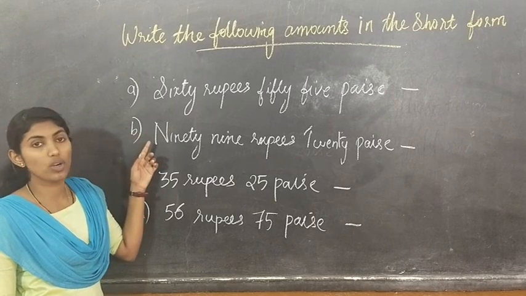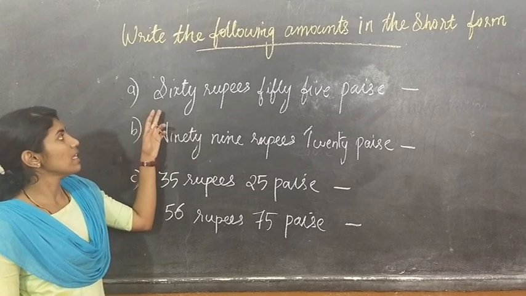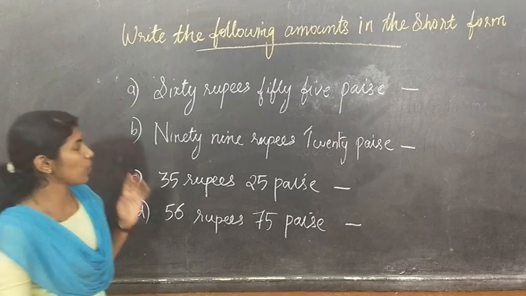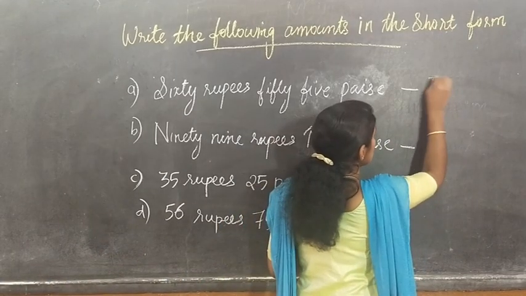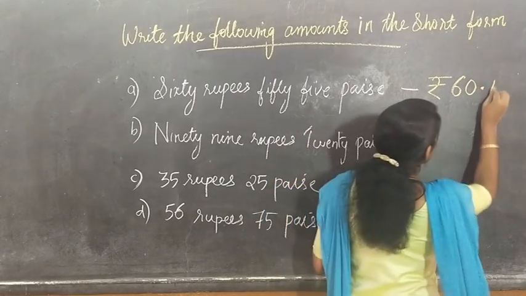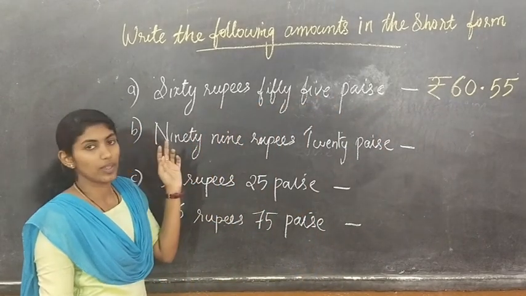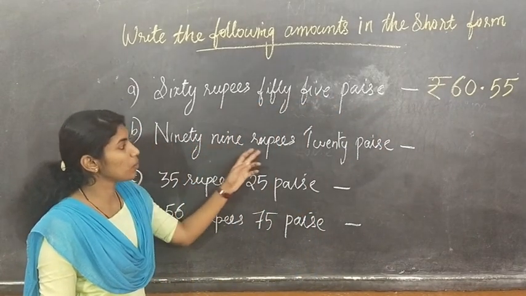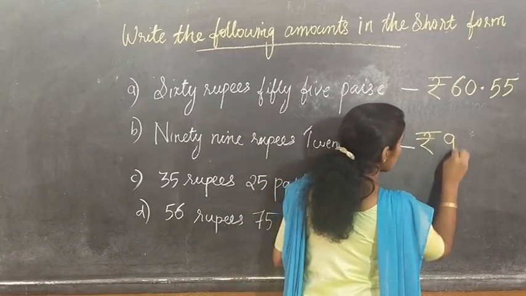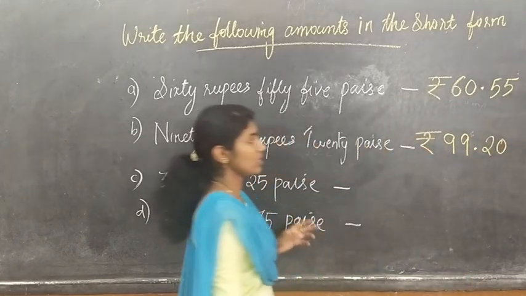Now children, look at this question. Write the following amounts in short form. Here long form is given, we have to write in short form. First one, 60 rupees 55 paise. That is 60 rupees, then we put one dot and 55 paise. So this is the short form of this amount. Then second one, 99 rupees 20 paise. That is 99 rupees, then one dot and 20 paise. This is the short form.